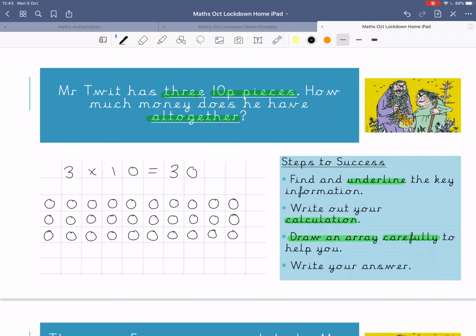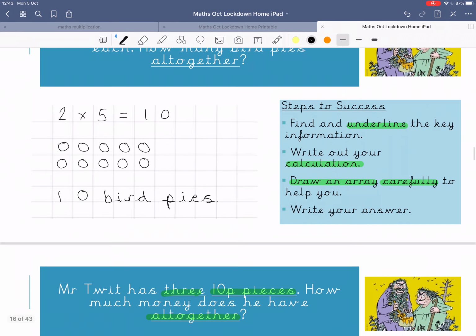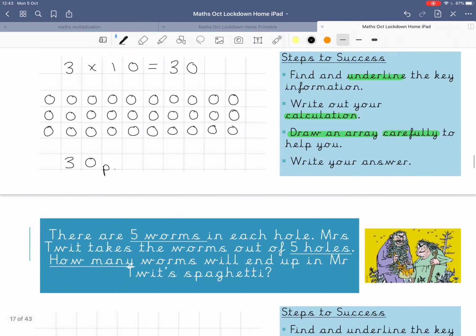30. Now remember, we want to write that answer underneath, so let's look at the question again. What is it we're being asked? How much money does he have altogether? And he's got 3 10p pieces, so altogether that must mean he has got 30p. Okay, there's my answer. That p is really, really important. That's like my units. Before we were on 10 birdpies, now we're on 30p.